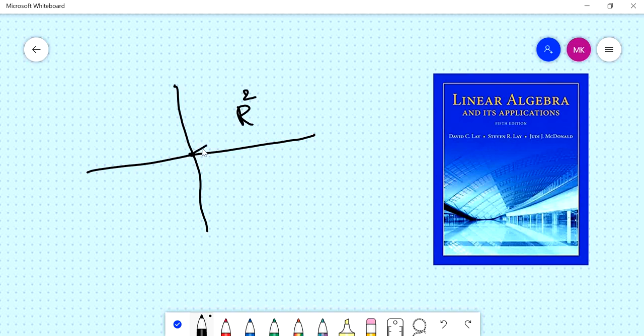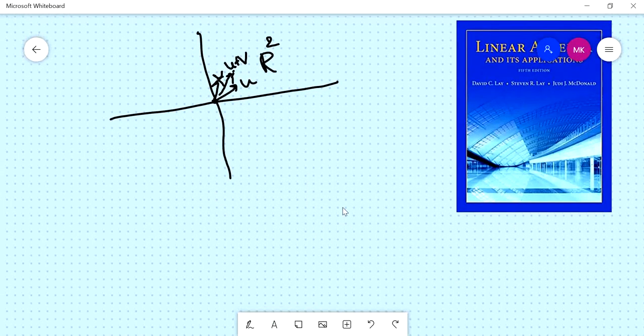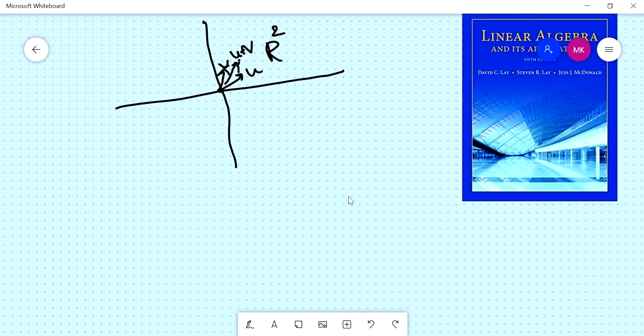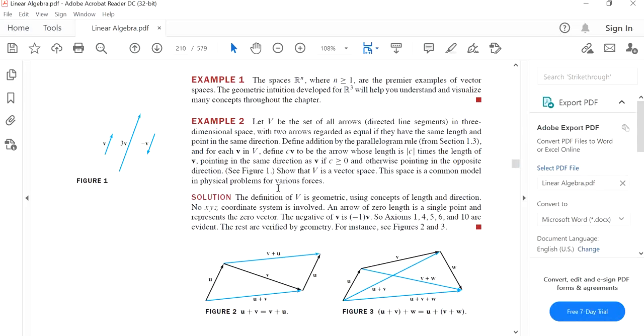If you have, say, two vectors u and v, and you add them, so by parallelogram law, this is u plus v, then this is also in R^2. So similarly, you can try and prove all the axioms for this vector space. Similarly, you can visualize this for R^3 as well, and this visualization will help you in higher dimensions where visualization directly is not really easy.